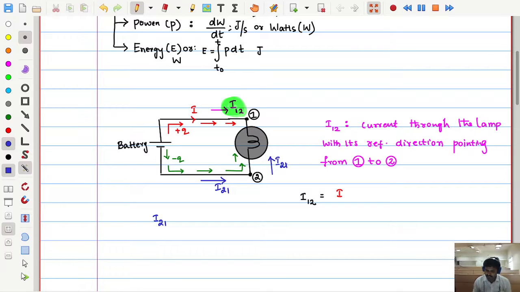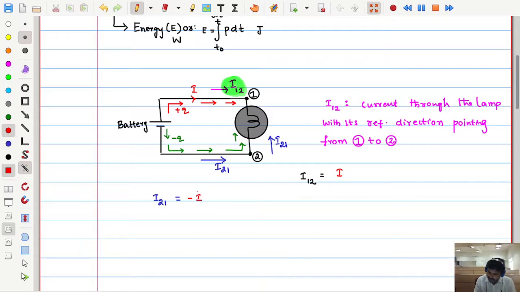Now just see that this is the current passing through the lamp in the upward direction, which I want to measure in this way. But in reality, how much is the current passing through this bulb? It is I. We said that the I direction is always with respect to plus Q. Then can I say I21 is equal to I but in the opposite direction? So now I will say that I21 is equal to minus I.